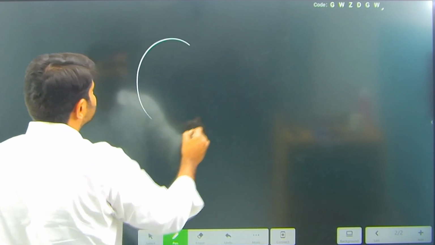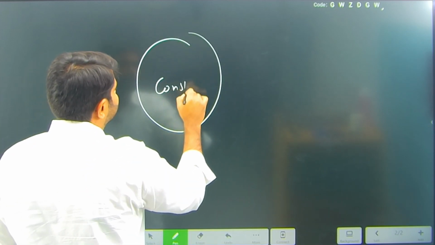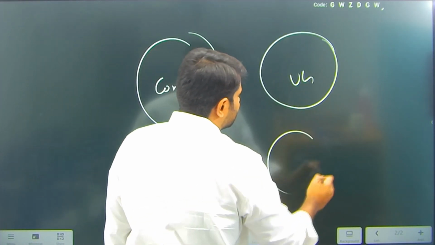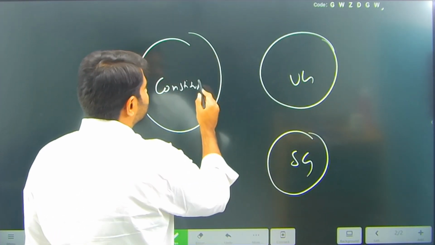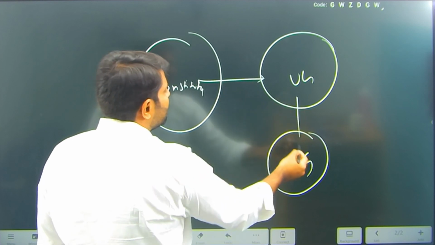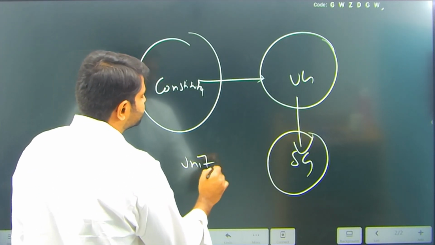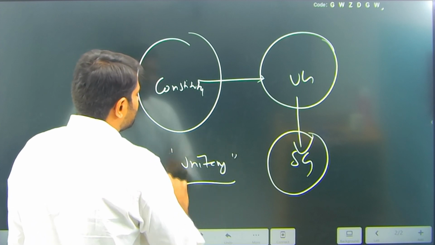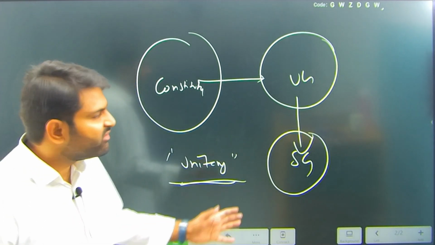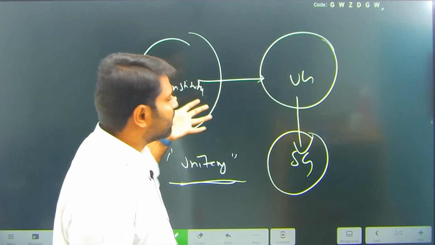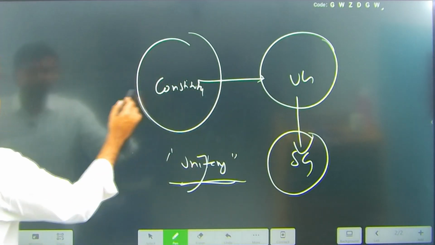We have constitution. We have union government. We have state government. If constitution is giving powers to union government, if union government is giving powers to state government, that is called unitary form. This is called unitary distribution of powers. Who is giving powers to state government here? Union government. For union government, where they are getting powers from? Constitution. This is called unitary form.